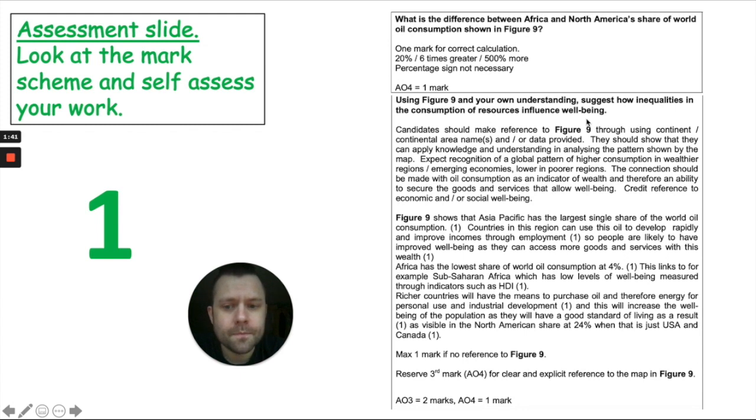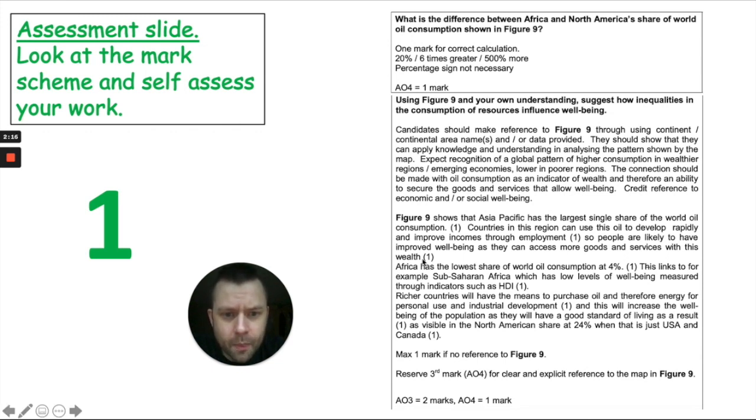Now it says using figure 9 and your own understanding, suggest how inequalities in the consumption of resources influence well-being. Alright, now before I even attempted that answer, I would have wrote in figure 9. So there's no argument, you're using that figure. Okay, so the examiners know you're using that figure. Now there's different ways that you could have approached it. What I would have said is ultimately the more oil a country has, the more opportunities for economic development, the richer it is, the better standard of living, the better quality of life.